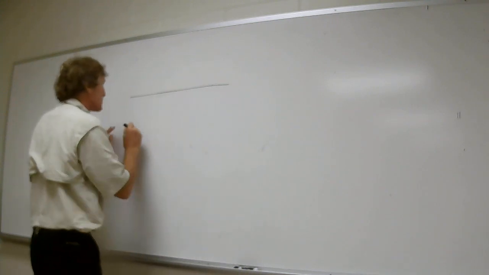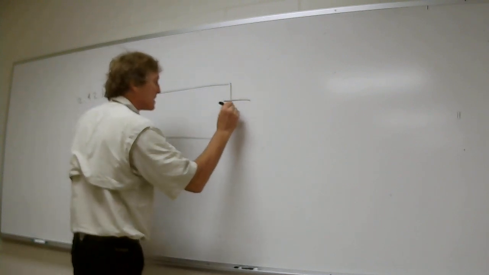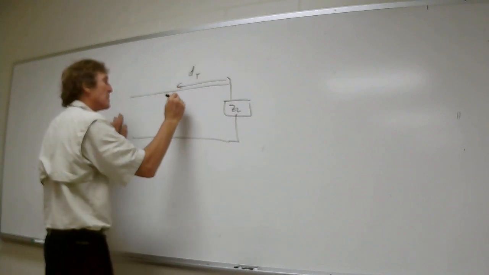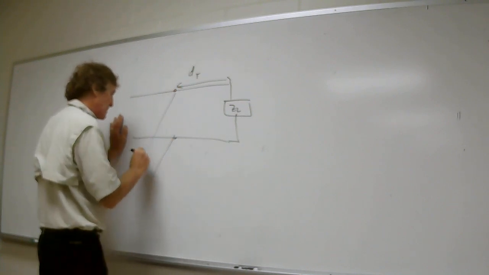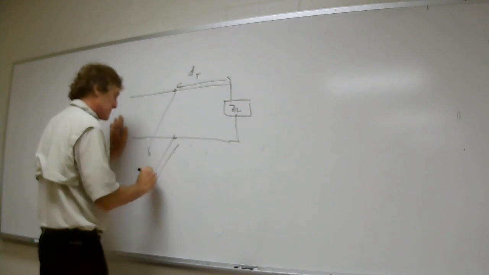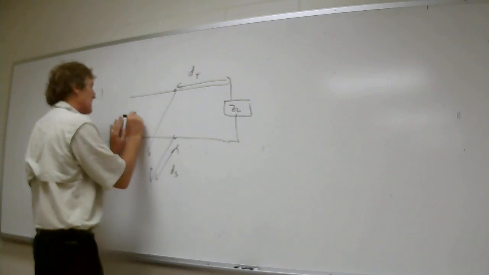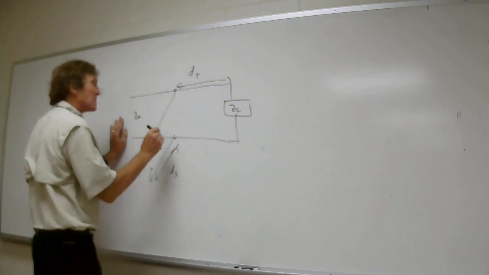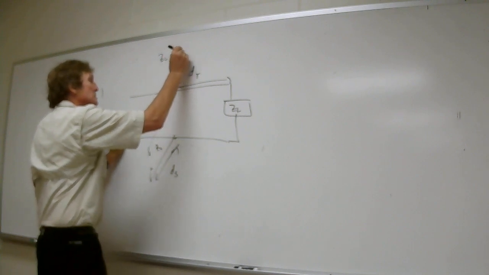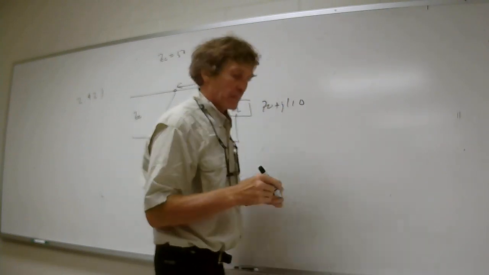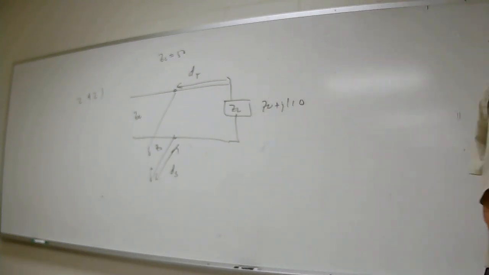Okay, so let me just draw that first. Here's the load. We're going to have, I'll just call it D through, where we're connecting, and this is an open stub, and this is the stub length. Call this D stub. And Z not is the characteristic impedance, 50 ohm, and then the load is 70 plus j110. It says choose a solution that minimizes the length of the through line.